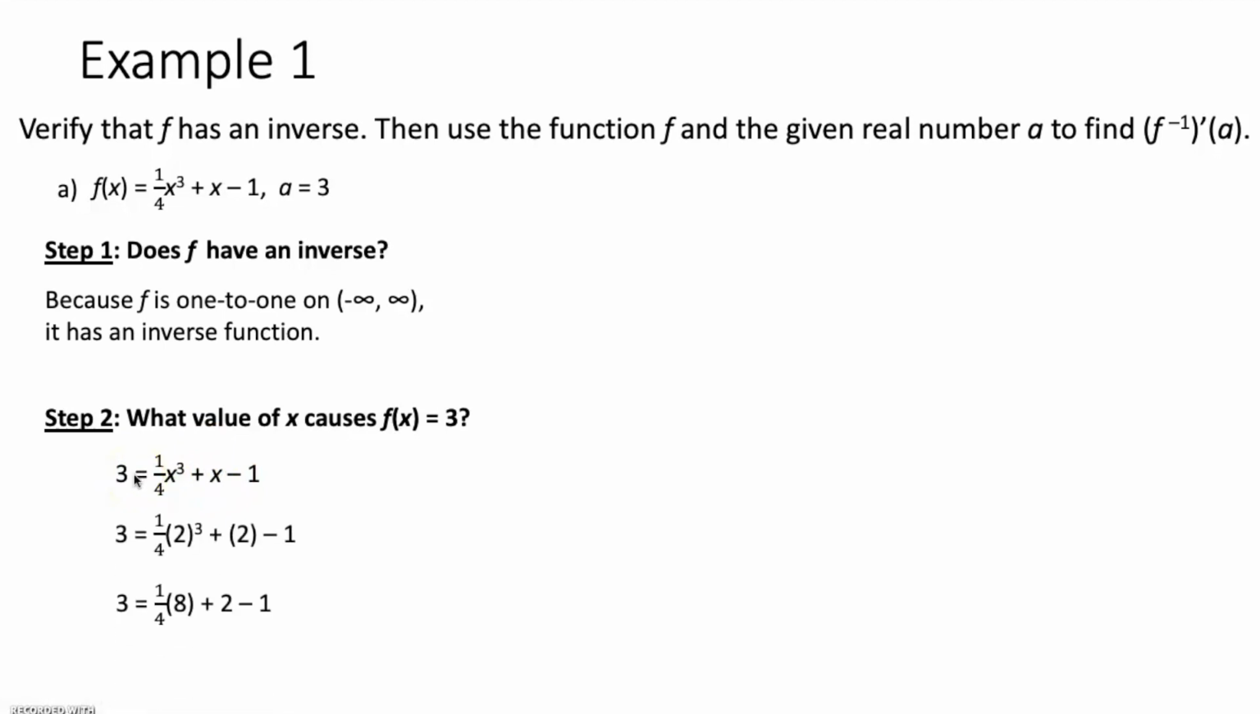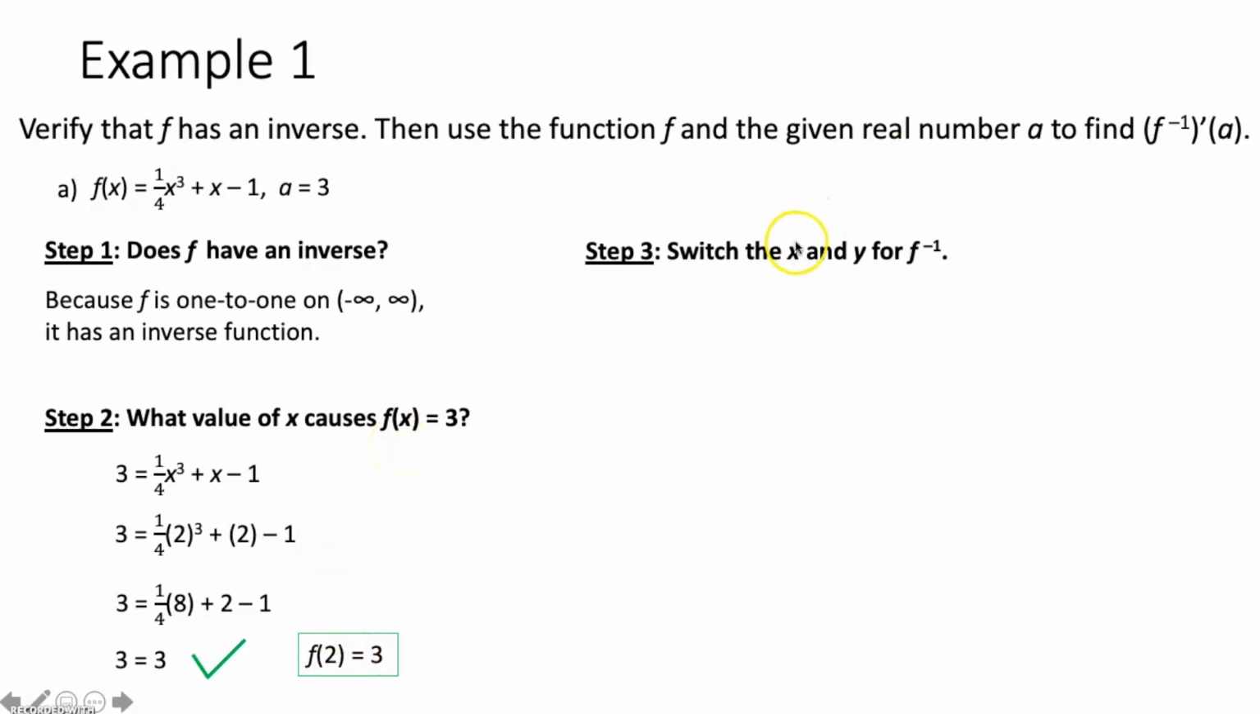If I plug in 2 to this function, I get 3. Therefore, this function equals 3 at x is equal to 2. So f of 2 is equal to 3. Now, why is that important? Because in step 3, what we're going to do is switch the x and the y for f inverse. So if I know that f of 2 equals 3, I know f inverse of 3 must equal 2. I switched the x and the y.